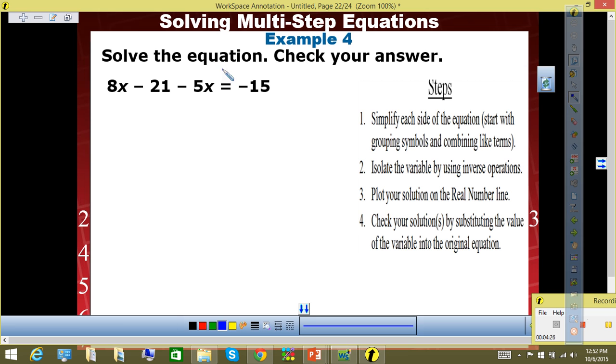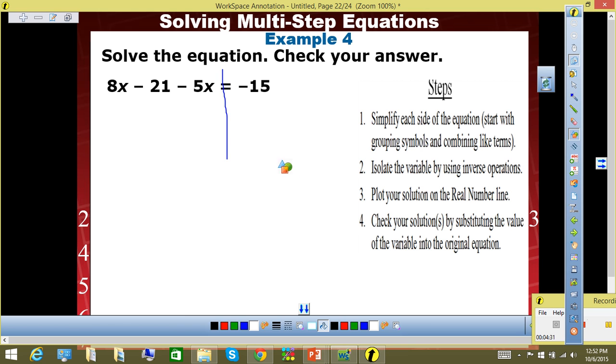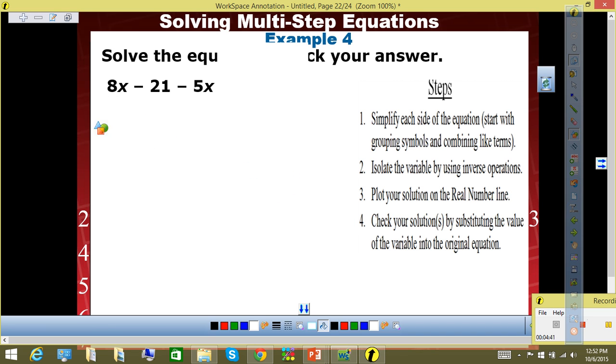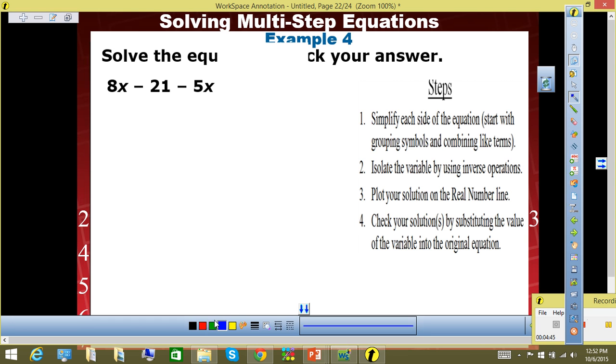Simplify. So watch. I'm going to draw my line down the equal sign. So if I was to simplify, that means I need to look at the right side. Can I simplify the right side anymore? No. How about the left side? Yes. For those of you that don't see it, let me cover this up. Do you remember how to simplify this expression? Do you see it? Yes. Who sees 8x and negative 5x that you can combine? We're left with what? 3x.